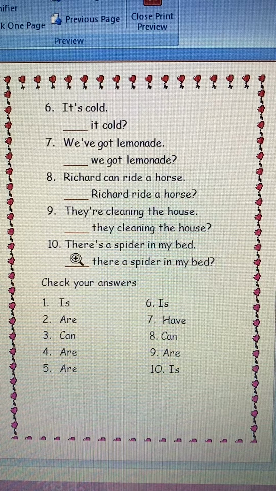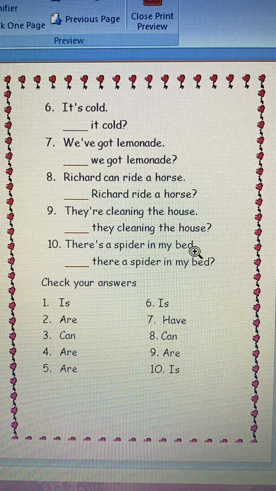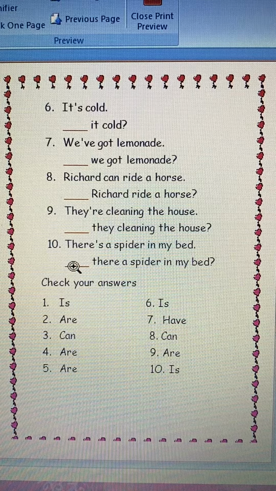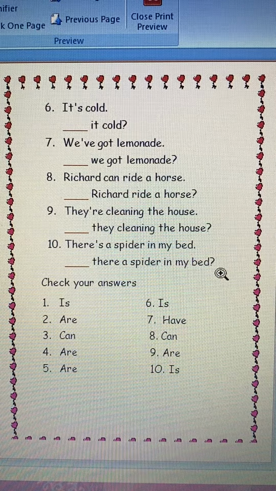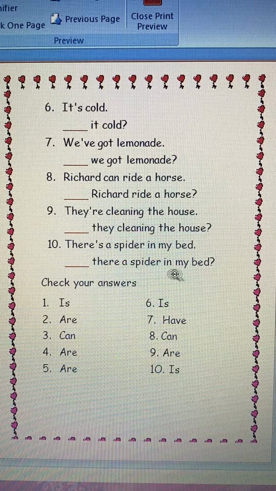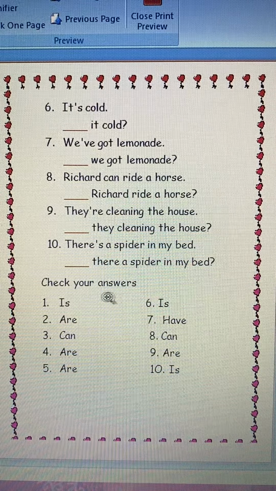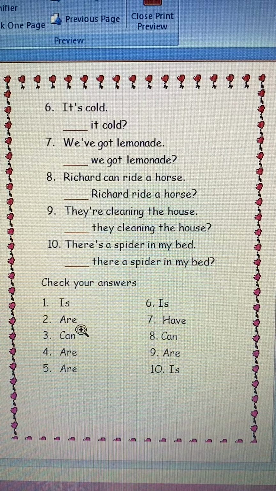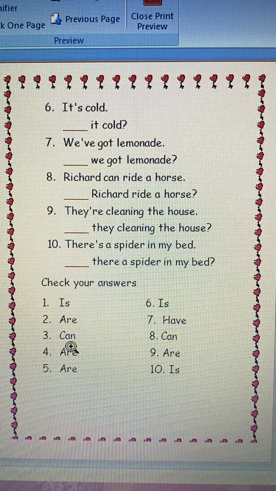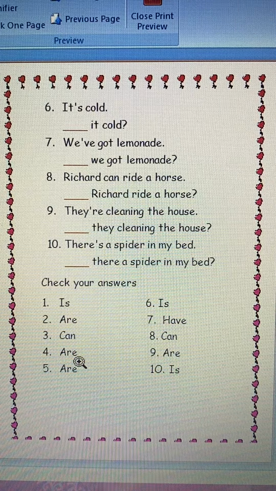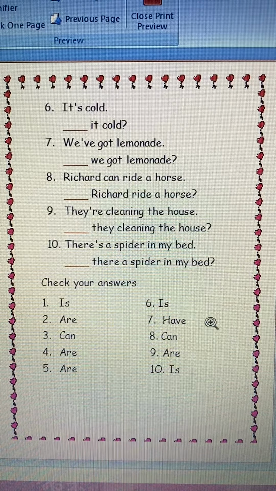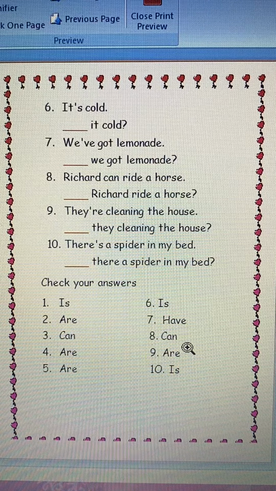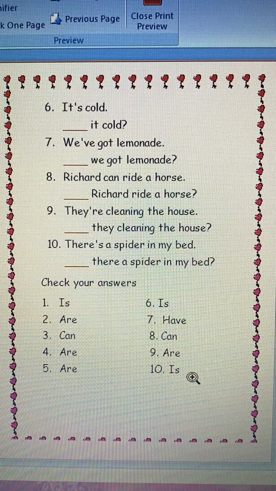Number 10, there's a spider in my bed. Okay, what is the verb? Is. So you have to write is before there. Is there a spider in my bed? Now, check your answers below. Number 1 is. Number 2 are. Number 3 can. Number 4 are. Number 5 are. Number 6 is. Number 7 have. Number 8 can. Number 9 are. And number 10 is.